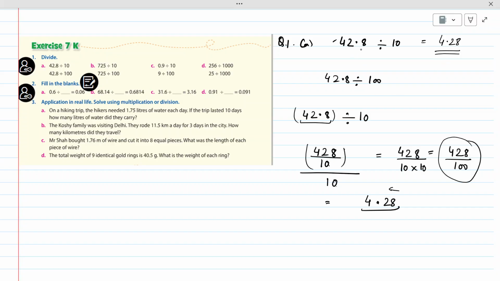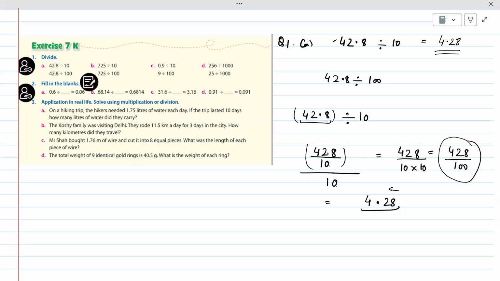See kids, I'm again telling you how we have done this. We took 42.8, it has to be divided by 10. I can write 42.8 as 428 by 10, because now I'm removing the decimal, so I'm writing 10 in the denominator. So 42.8 I have written as 428 by 10 in the form of a fraction. And now it has to be divided by 10.